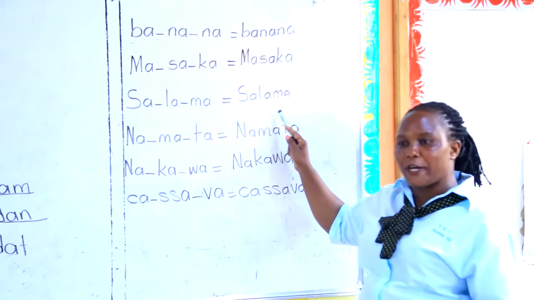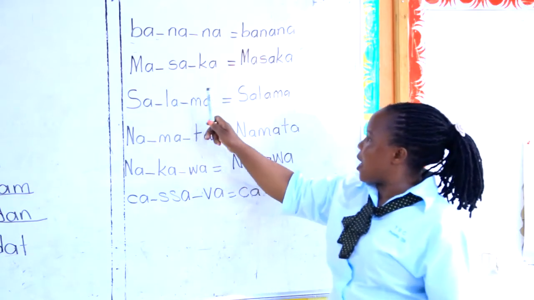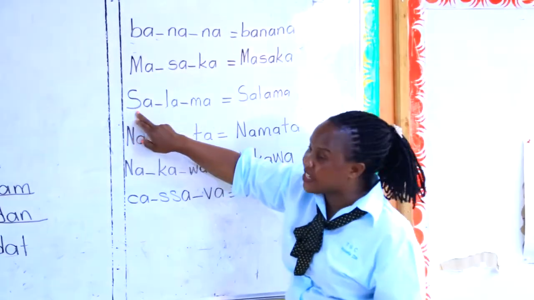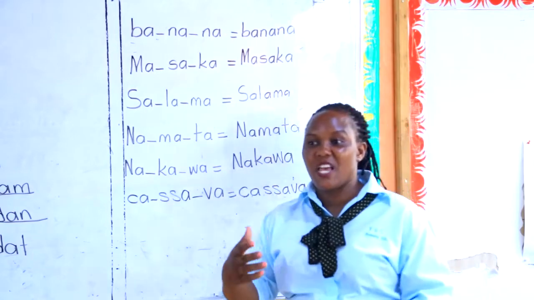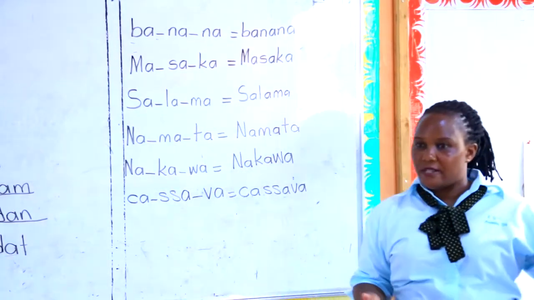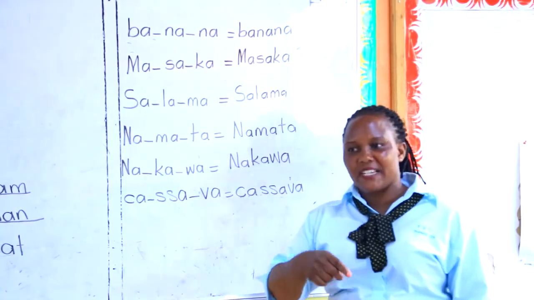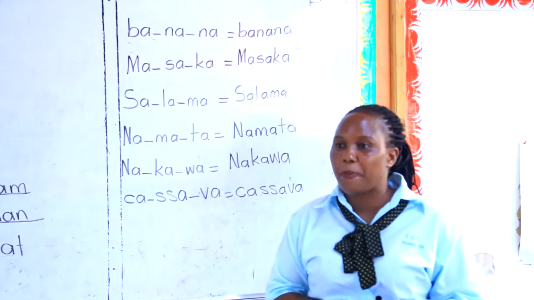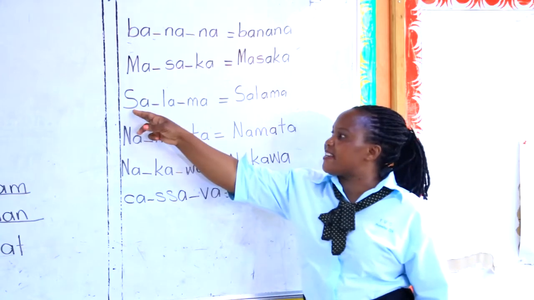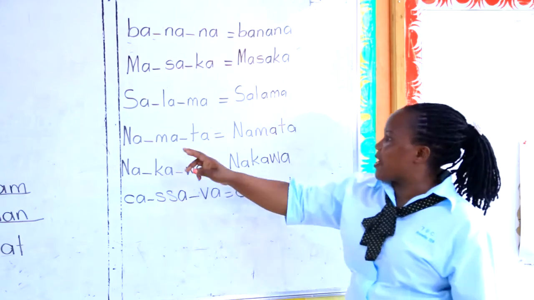Salama. The word is Salama. Very good. I've used the capital letter here at the beginning because Salama is a name of a person. It's also a name of a village. We have a village called Salama. That's why I've used this capital letter. Remember, when starting a name of a person, a name of a place, or a special name of something, you have to start with a capital letter. Good. We are here.